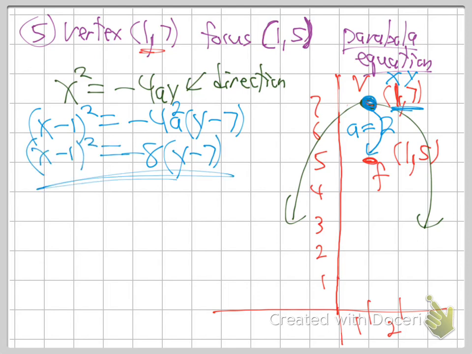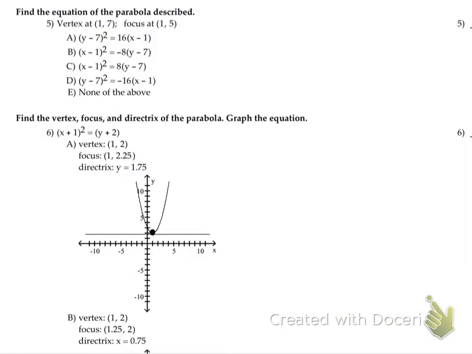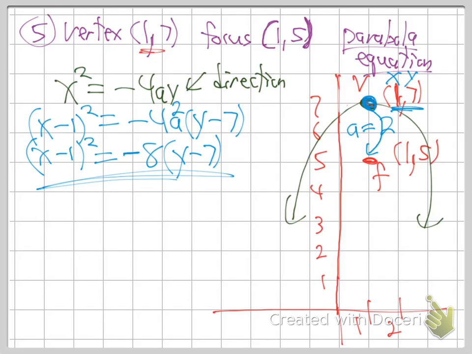There's our formula. Does that make sense there? Because the A has to be 2. Let's go find that answer. Minus 8, y minus 7. B right there. There we go.